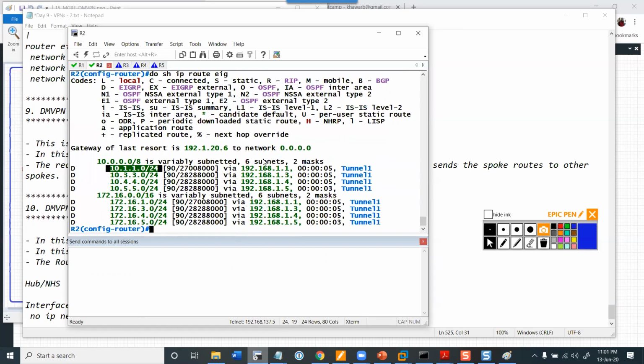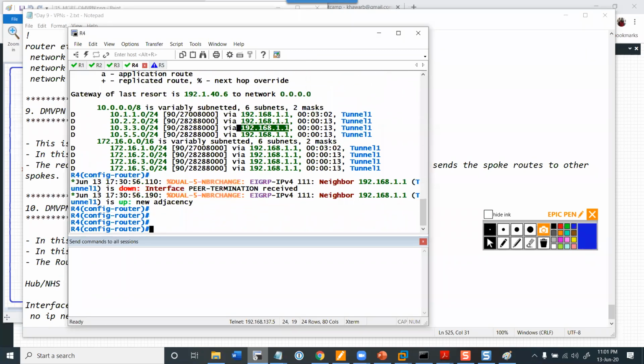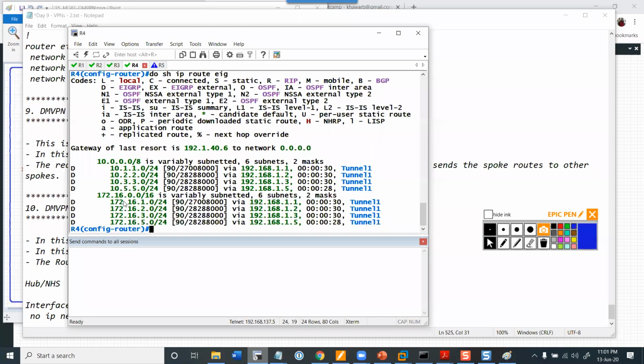To get to 1, through 1. To get to 3, via 3. Get to 4 via 4, get to 5 via 5. Good. Now, if I sit on, let's say 4, and I want to go to 5. In order to get to 5, what's the next hop? Before, the next hop was what? 1. Now what's the next hop? 5.